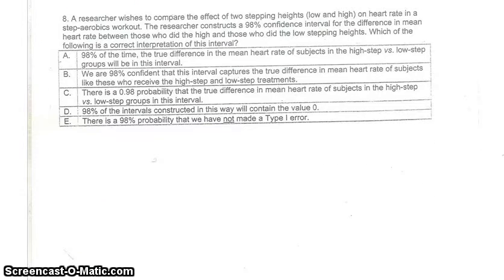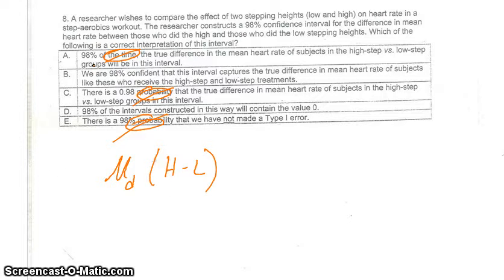For number 8, looking at this, mu sub d of high minus low is what we're talking about here. Which of the following is a correct interpretation of this interval? All right. So if it's an interval, we want no probability. So that means I want this out. Okay. I want this out. And I want this out because it, again, references probability.